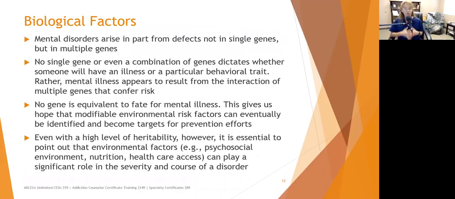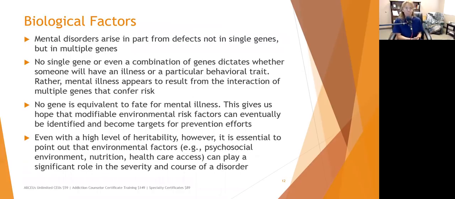One thing that's good to know is that no gene is equivalent to fate for mental illness. So we're not going to look at the DNA and go, you're definitely going to develop schizophrenia, or you're definitely going to develop depression. We can't say that. There are modifiable environmental risk factors which can become targets for prevention efforts, and we're going to talk about those in a couple slides. Even with a high level of heritability, such as schizophrenia, it's essential to point out that environmental factors such as environment, nutrition, and healthcare access play a significant role in the severity and course of the disorder.